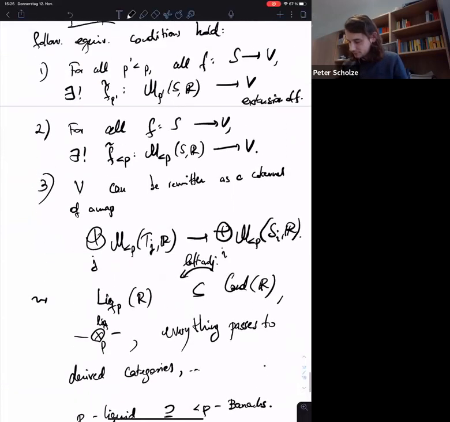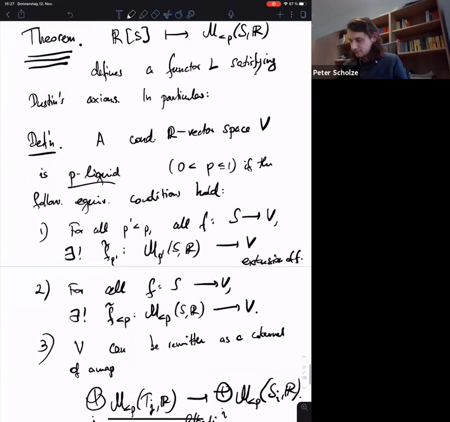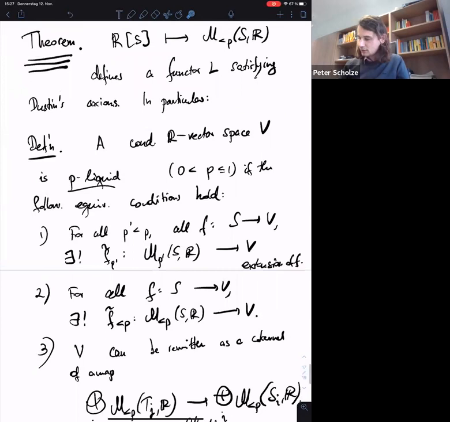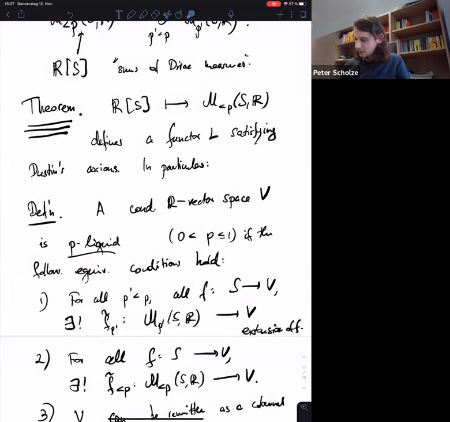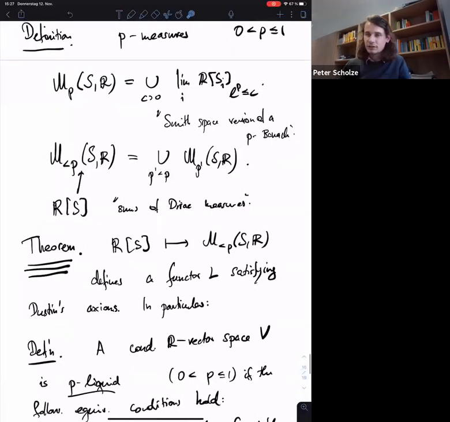Okay, so the goal, so I want to explain a little bit about how to talk a little bit about this, and then tomorrow I will continue some explanations about this to show what goes into the proof of this theorem. But let me first explain a little bit what the difficulty is that you encounter.